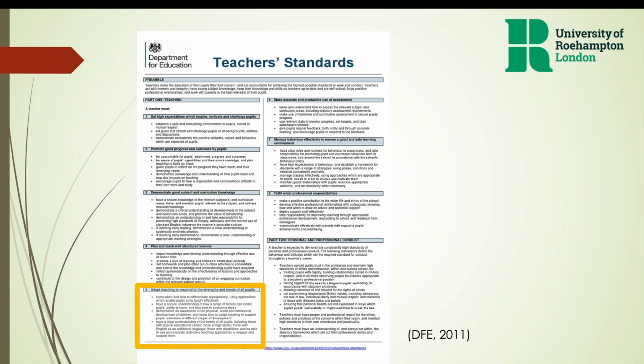So adaptive teaching is teaching standard number 5 on the teacher standards provided by the Department for Education in the UK, and it means that teachers basically have to adapt their teaching methods in order to help different learners develop and gain the best possible outcomes in their lessons.